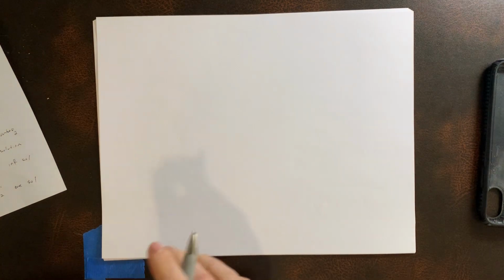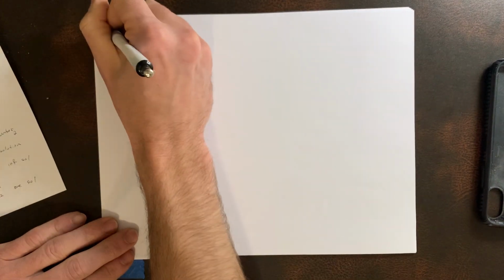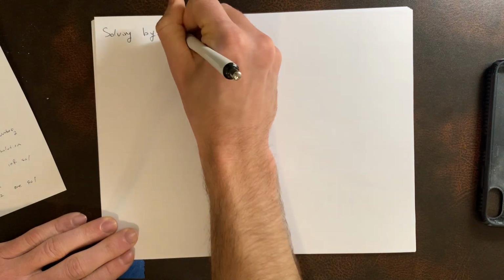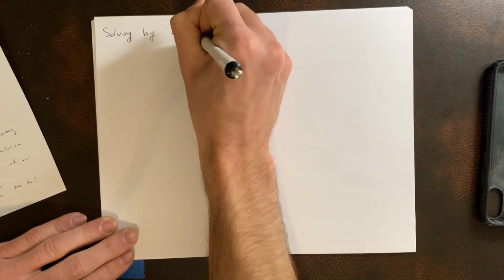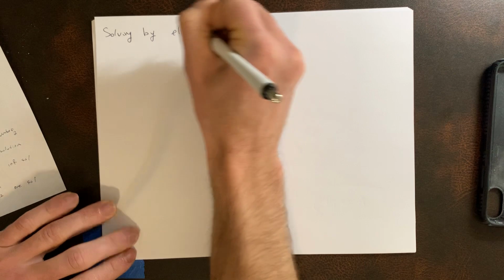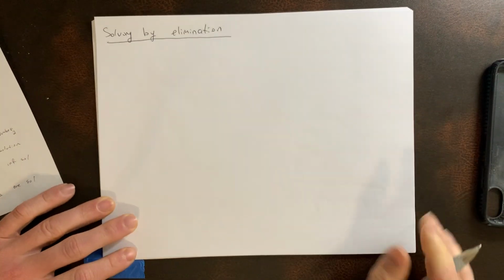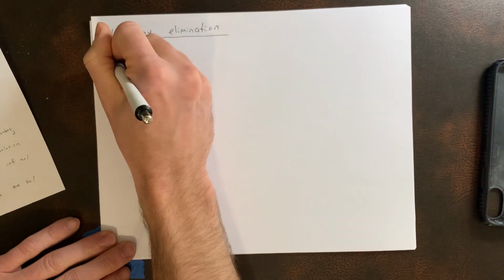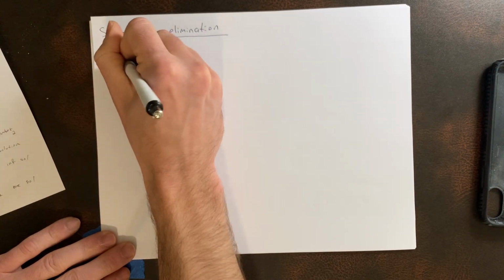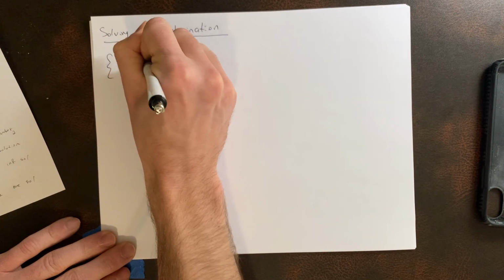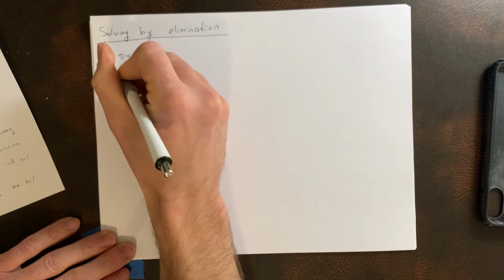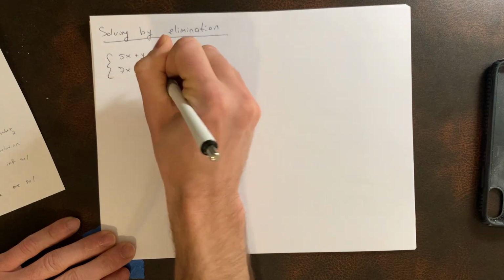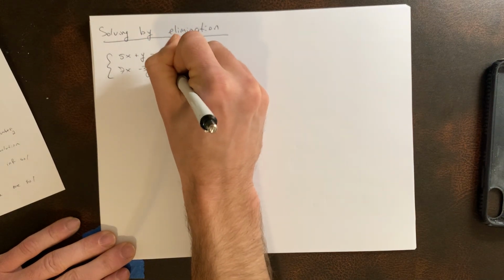So the last method in order to solve these is called elimination. So this is solving by elimination. Okay, so let's do a couple of examples with this. The first example we'll do, let's solve this one. 5x plus y is equal to minus 8, and then 7x minus 3y is equal to minus 42.